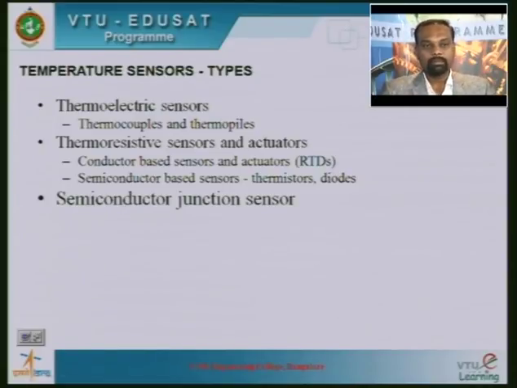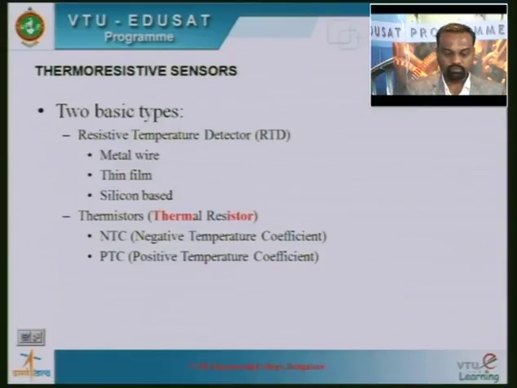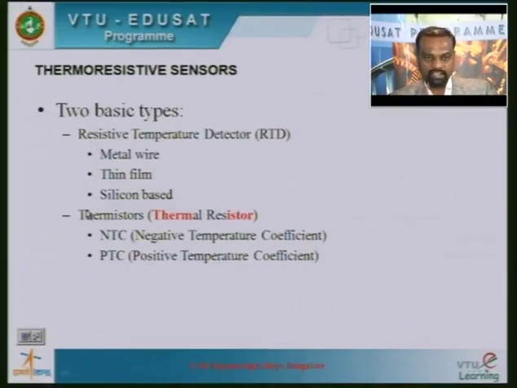So, to measure temperature, there are various aspects available. Let us discuss one by one. Okay. Thermoresistive sensors. So, let us take the first category called thermoresistive sensor. In thermoresistive sensor, there are two basic types. One is resistive temperature detector, second one is thermistors. So, we will discuss these two in detail. Okay. One is resistive temperature detector and the second one is thermistors.